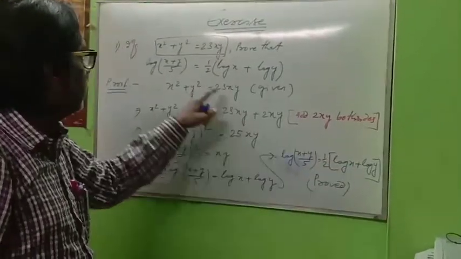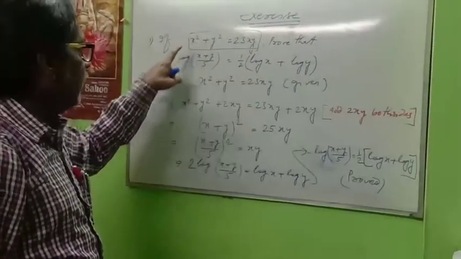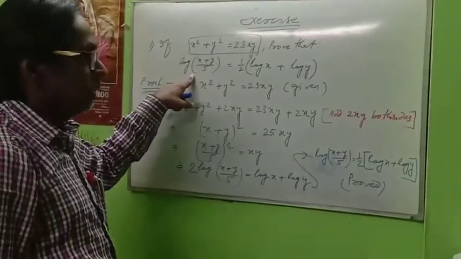It is proved. And that you have to see the question given. This is given and you have to prove. It is proved or not? Let us go to the next number.